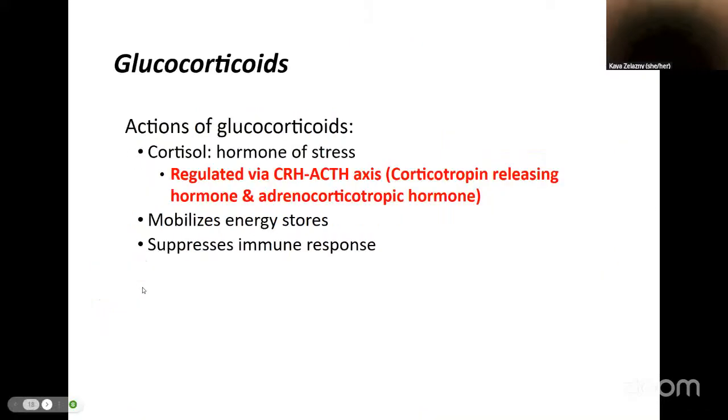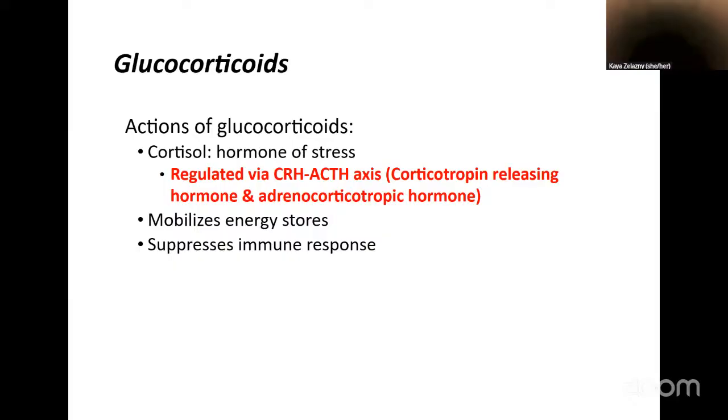All right. So what does this do once we have our cortisol, once we have these glucocorticoids? Okay. So we think of cortisol as the hormone of stress, right? Very linked in with that. Should be the first thing that pops to mind when you think about cortisol. Regulated by this axis that we've just discussed. So when we say this is our CRH ACTH axis, we're just talking about that pathway that we just went through.